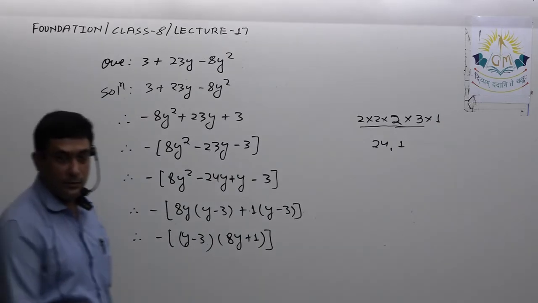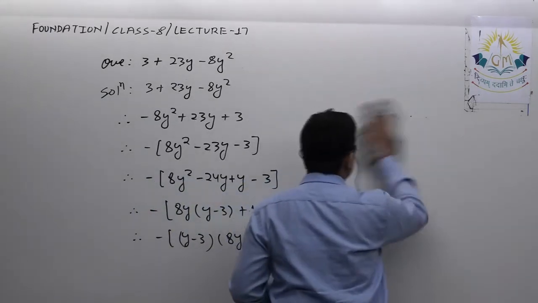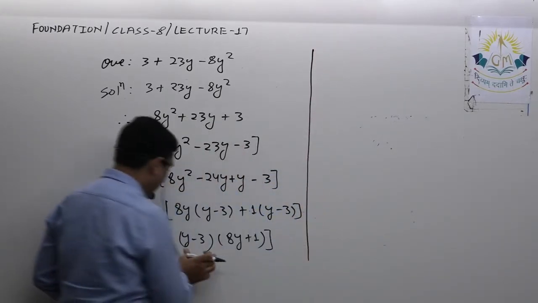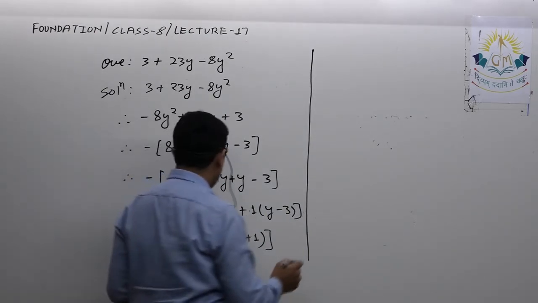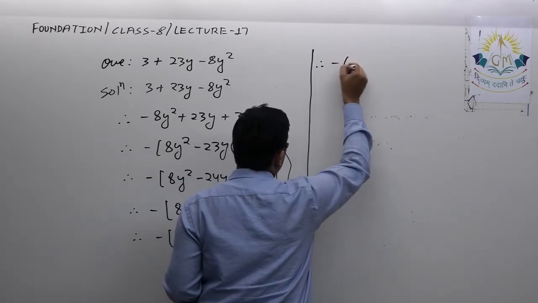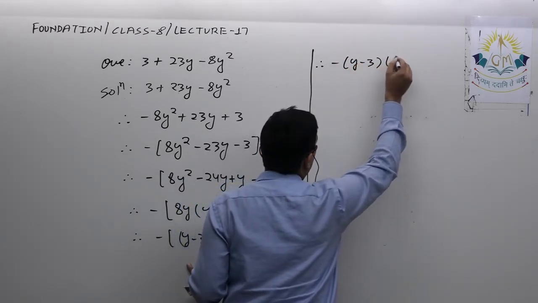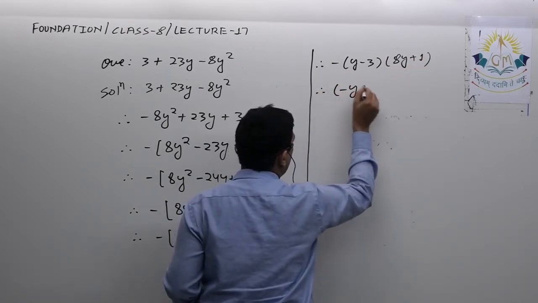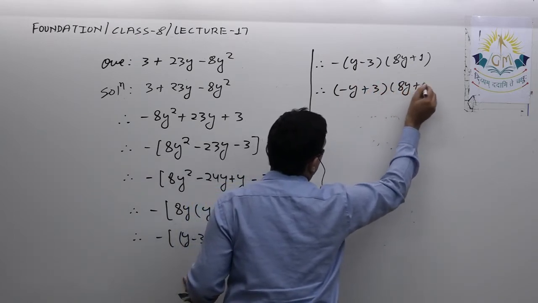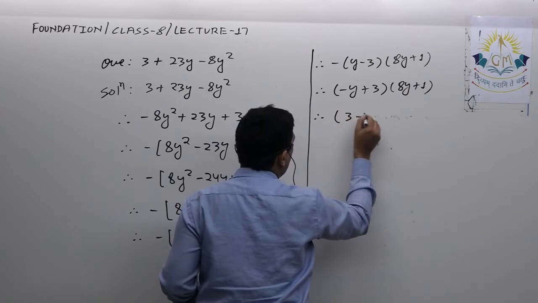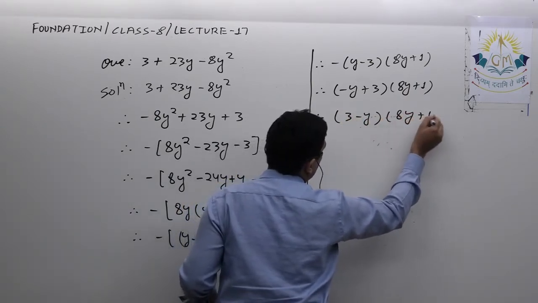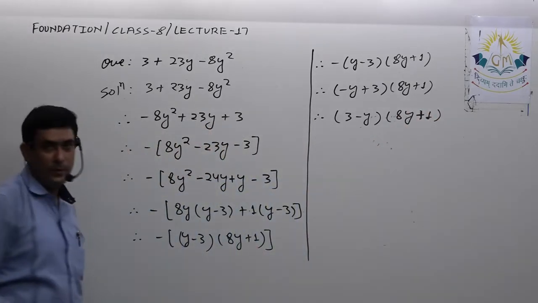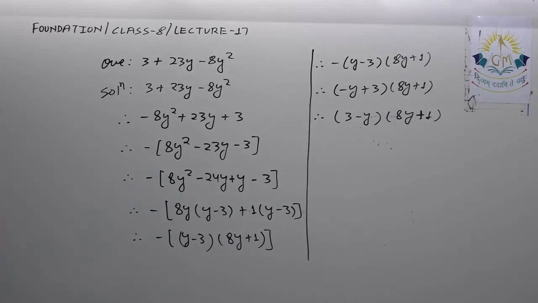Okay, so I can say this is my final answer, but as 1 minus sign is outside the bracket, and here we can see there is a bracket in which the signs are opposite. So finally I will write y minus 3 and 8y plus 1. I will multiply this minus sign with this bracket. So I will get minus y plus 3, 8y plus 1. That is, I will get 3 minus y, 8y plus 1. So this is my final answer: 3 minus y, 8y plus 1. So please note it down, then we'll see the next question.